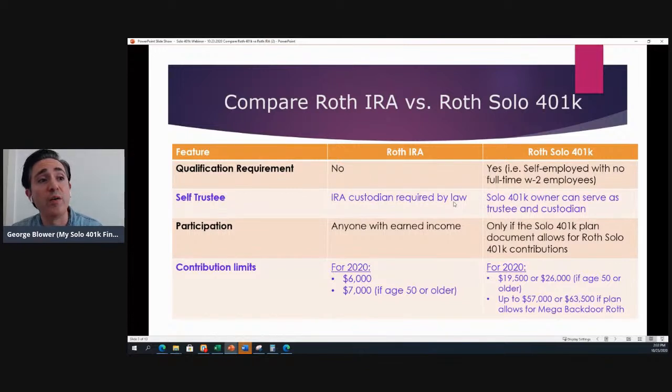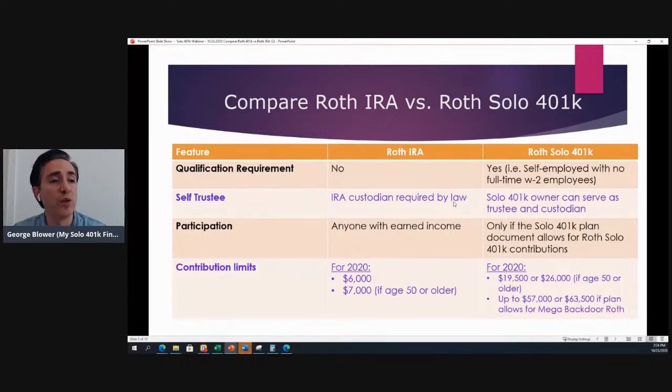Whereas with an IRA, as required by law, under the IRA rules, you have to have your IRA account at a financial institution or a trust company. Specifically, if you're looking to invest in alternative investments, it's going to have to be a trust company, a specialty trust company that allows you to invest in those alternative investments.